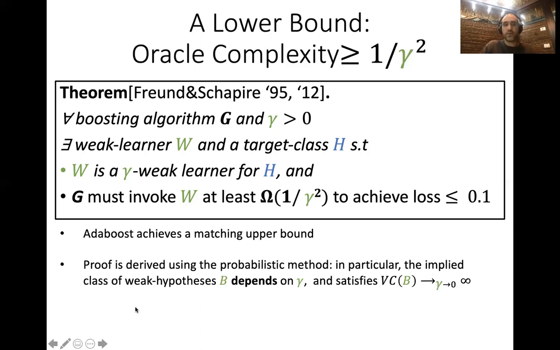However, if you carefully inspect their proof, you see that it is derived using the probabilistic method. And in particular, the implied class of hypotheses that are used by the weak learner, the weak hypotheses, has a super constant VC dimension. The VC dimension goes to infinity as gamma goes to 0. And we see that this violates the working assumption we have, right? So this theorem does not apply if one assumes that the class of weak hypotheses is simple in the sense that it has a small VC dimension.